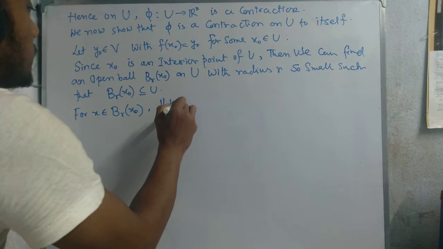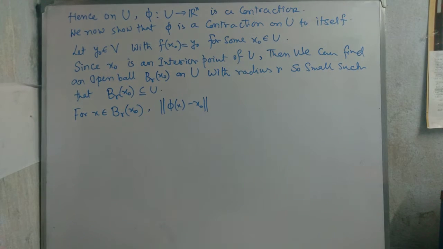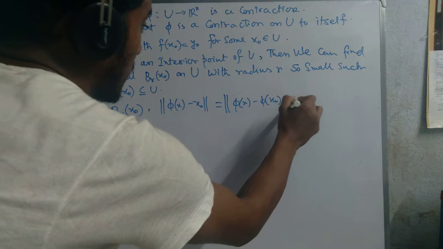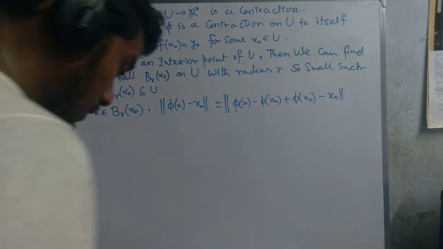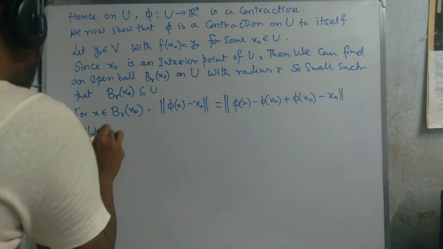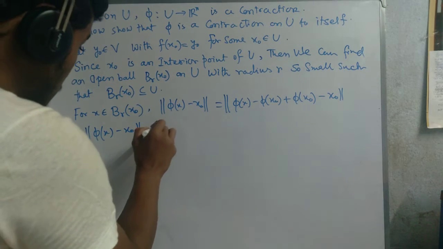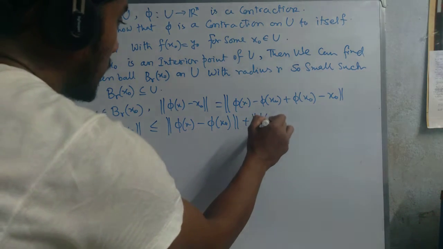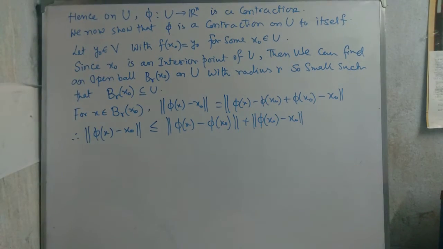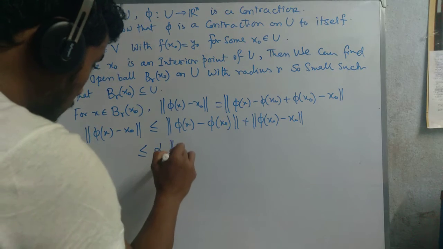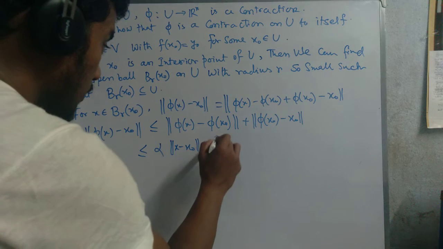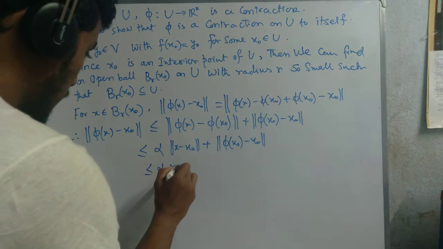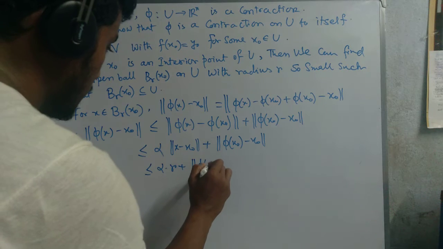Here we write the norm of phi(x) minus x0 equal to the norm of phi(x) minus phi(x0) plus phi(x0) minus x0. Now the norm of phi(x) minus x0 is less than or equal to the norm of phi(x) minus phi(x0) plus the norm of phi(x0) minus x0, which is less than or equal to alpha times the norm of x minus x0 plus the norm of phi(x0) minus x0, which is less than or equal to alpha times r plus the norm of phi(x0) minus x0.